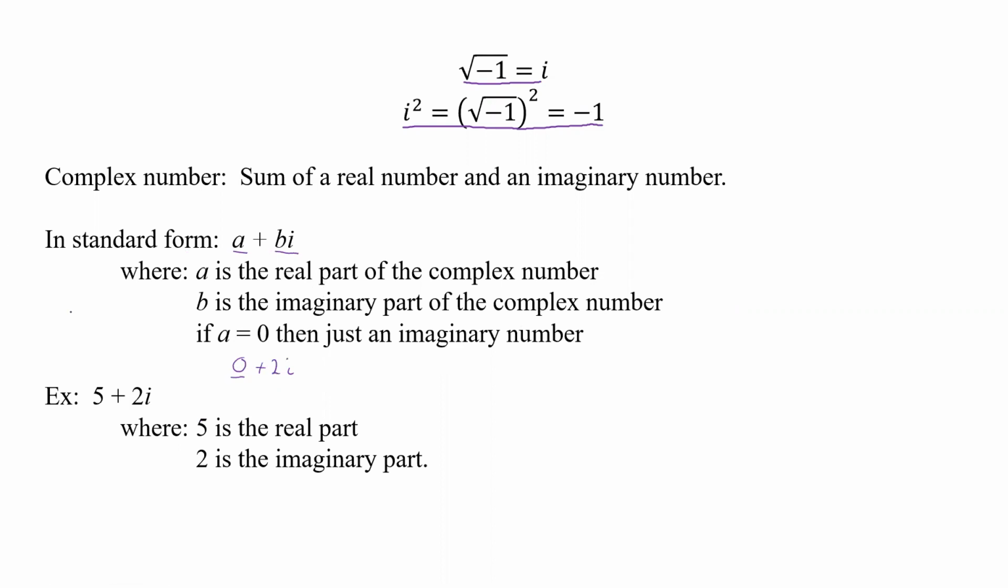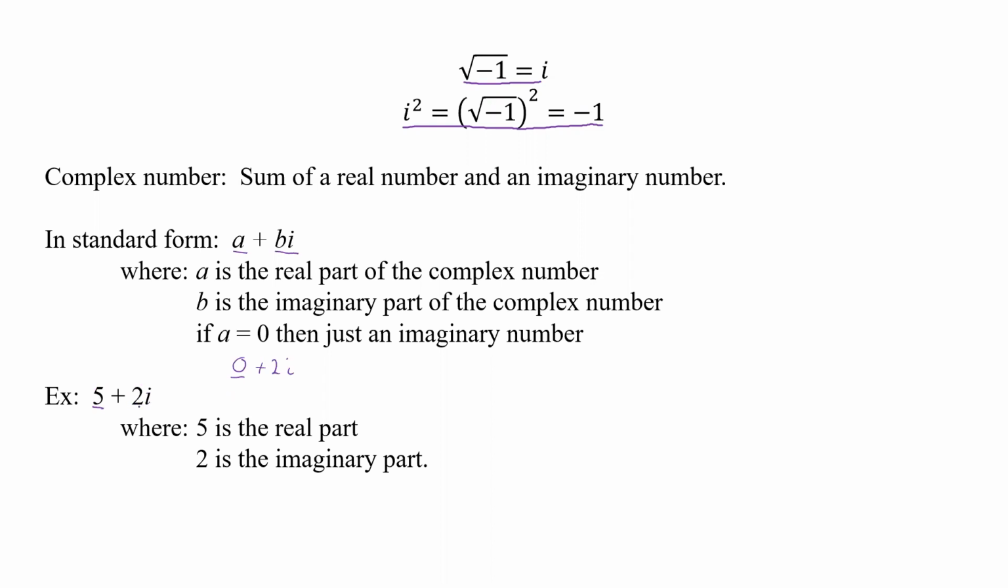If we have a number like 5 plus 2i, that's a complex number. The 5 here is our real part, and the 2 is the imaginary part. It's 2i, but 2 is really the part we're looking at, because what we're going to eventually do is add and subtract complex numbers. So we're going to just add the real part, the 5, plus whatever other complex number we have.